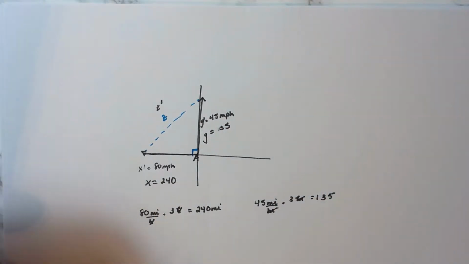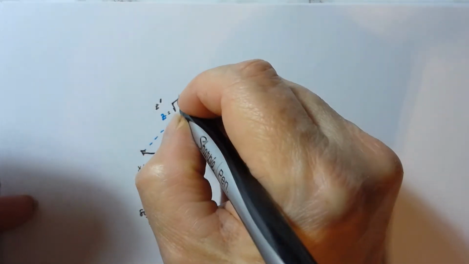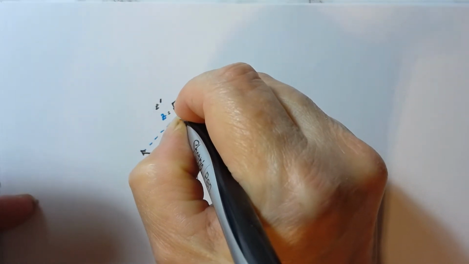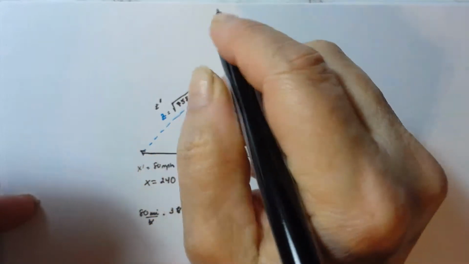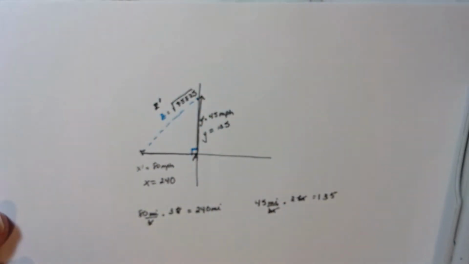To find z, I just do 240 squared plus 135 squared, and that's a huge number, and take the square root, and it doesn't go in evenly. So z is the square root of this little nightmare, which is 75825. And I'm looking for z prime.